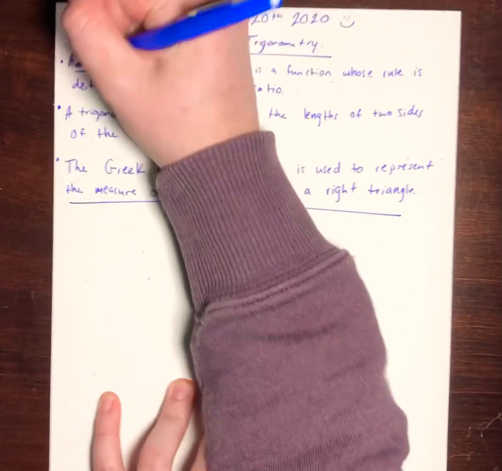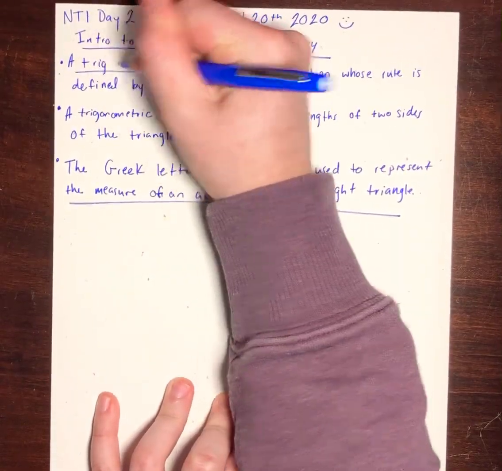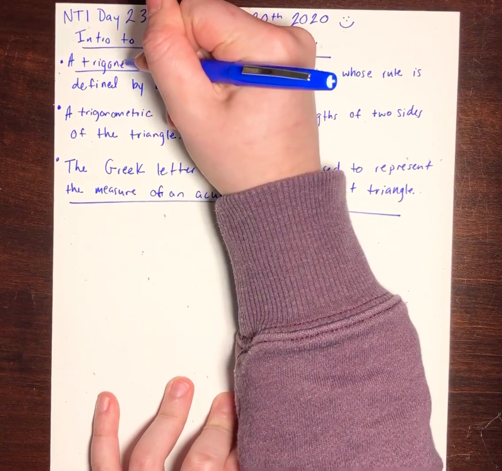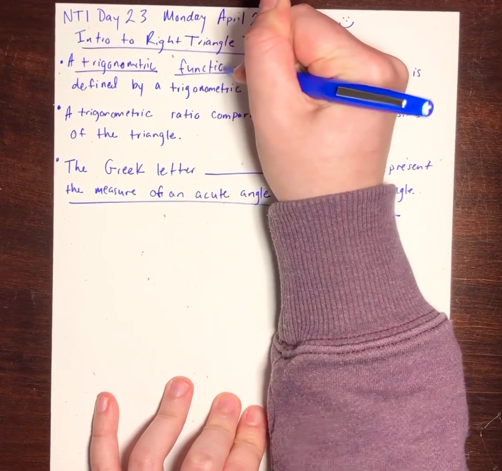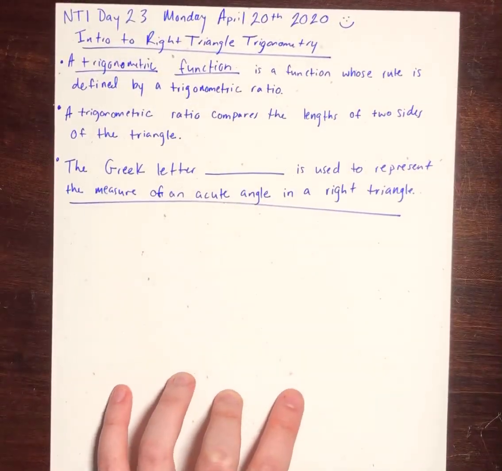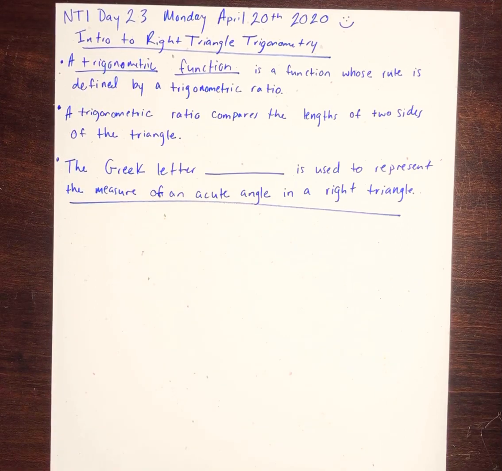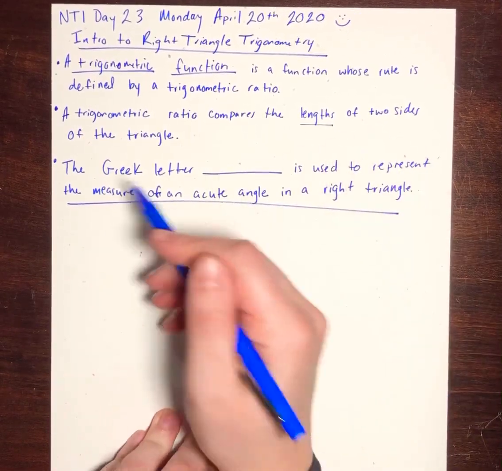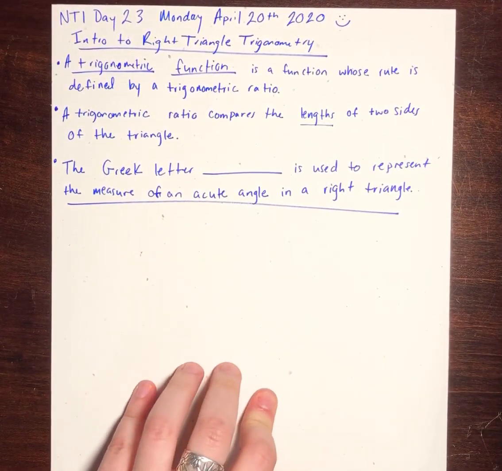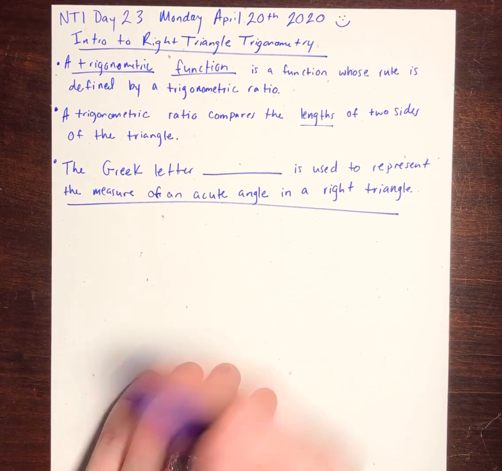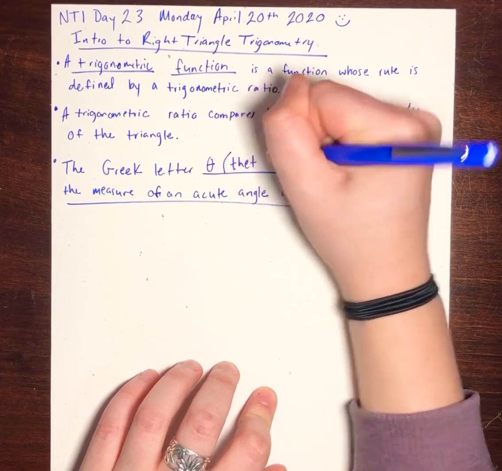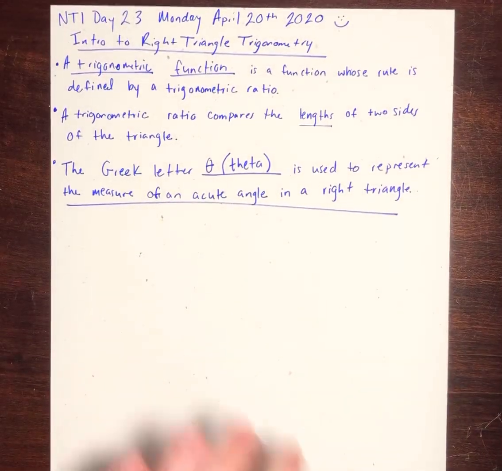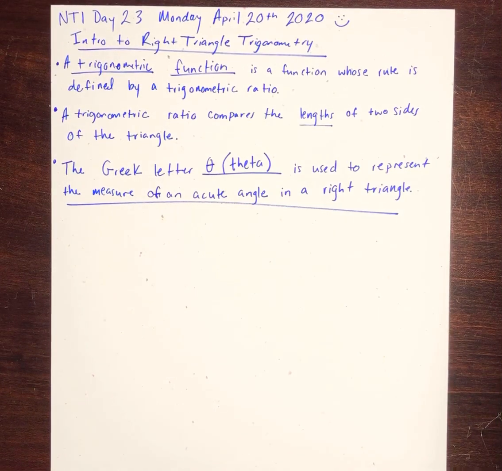So a trigonometric function is a function whose rule is defined by a trigonometric ratio. And then a trigonometric ratio compares the lengths of two sides of a triangle. We're gonna be using a Greek letter in this unit, the Greek letter theta, which looks like a 0 with a little slash through the middle. It's used to represent the measure of an acute angle in a right triangle.